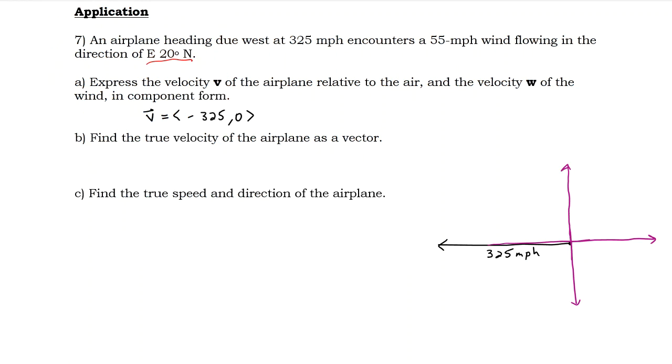All right, let's do this in blue. So I'm going to go, and it's only 55 miles per hour, so I'll count it as 50. I want to make it sort of proportional to my 325. So this keeps going. So my 325 is that long. I'll make my 55 mile per hour wind vector about that long. And then this in here is 20 degrees. 55 miles per hour. Okay, so now it's asking us to find the components of w.